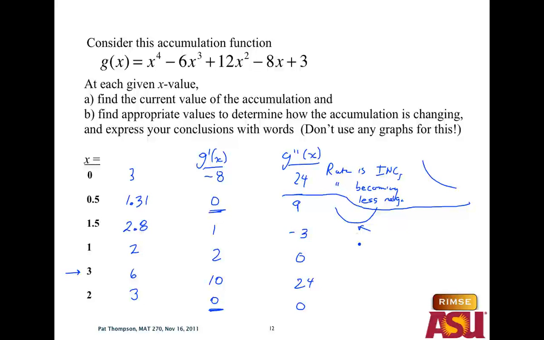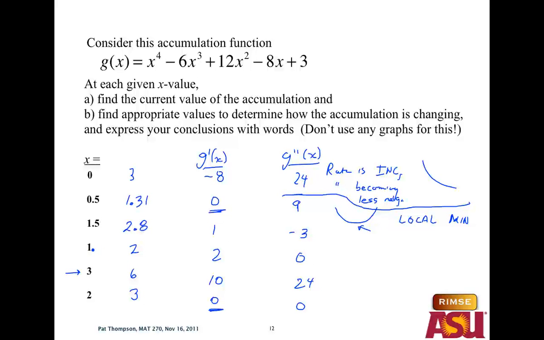So right there is where our accumulation pauses. But all the while, what's the rate doing? Through the whole thing, increasing. The rate's becoming less negative and more positive. So along with a pause, that gives us a local min, which is what Aaron said.